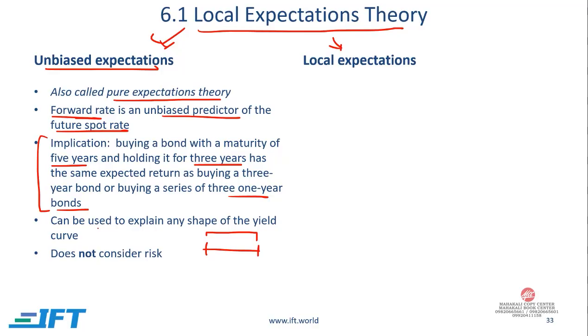This theory can be used to explain any shape of the yield curve. For example, if the expectation is that future spot rates are going to be high, then the yield curve will be upward sloped. If the expectation is that future spot rates are going to be relatively low, then that would give a downward sloping yield curve. An issue with this approach is that it does not consider risk. In other words, this theory assumes that investors are risk neutral.